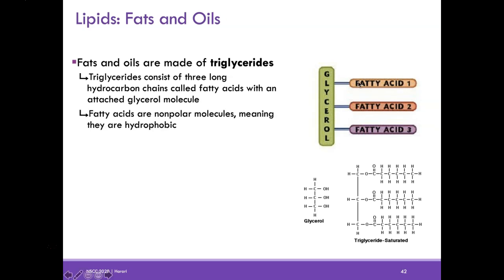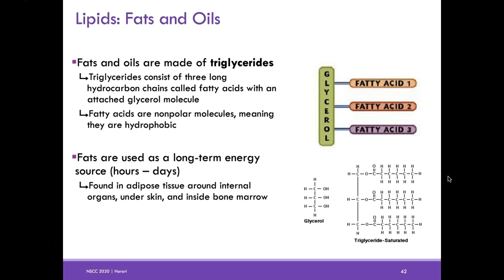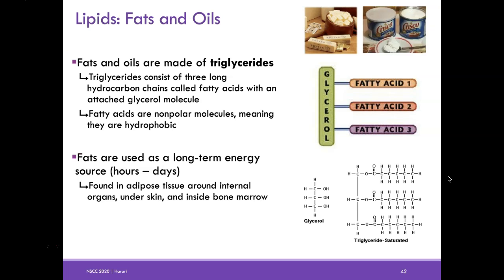Fatty acids are nonpolar molecules, right? They're all hydrophobic. And like I mentioned, since they have so much energy stored in these fatty acid bonds, all these bonds between the carbons and hydrogens, they can be used for long-term energy storage. So we have special cells, adipocytes, that store all these triglycerides, all these fat droplets, in case we need it for long-term energy. Fats are also used for insulation in animals. Right? It's found in adipose tissue around the internal organs, under the skin, and inside the bone marrow.